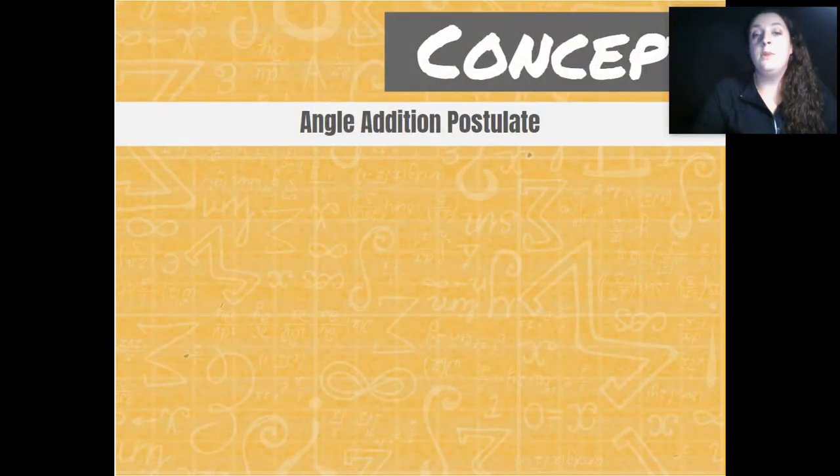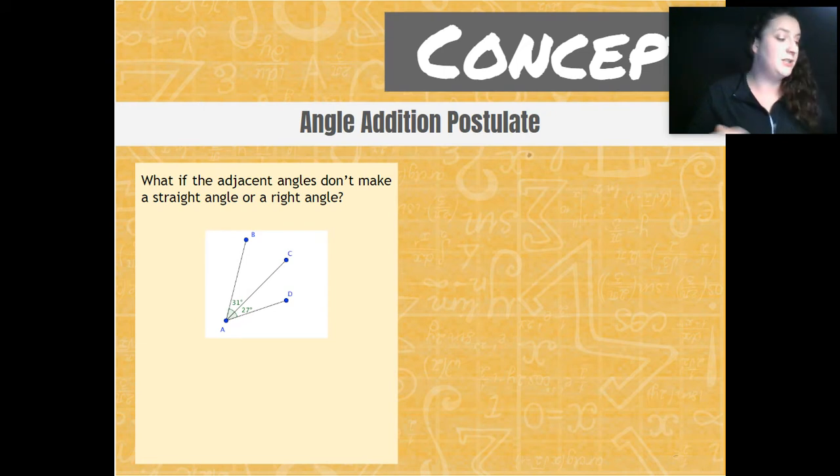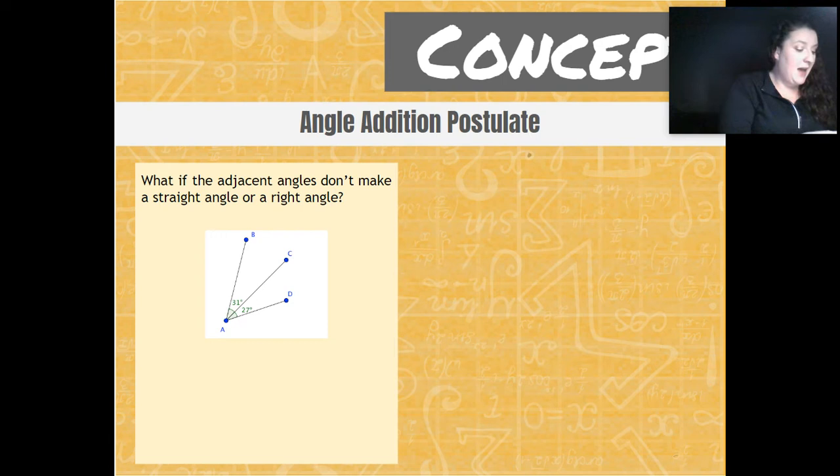So here we're going to talk about the angle addition postulate. What if the adjacent angles don't make a straight angle or a right angle? Well, again, we're going to do one example on here, and then I'll go back to my whiteboard and I will show you some actual notes.